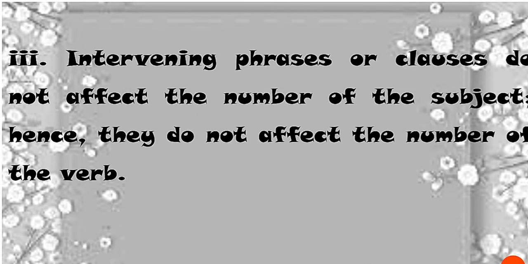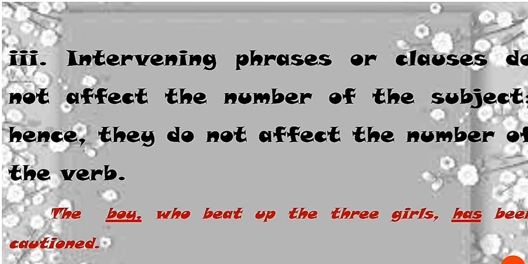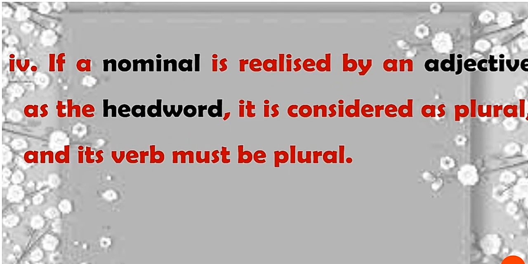Intervening phrases or clauses do not affect the number of the subject. Hence, they do not affect the number of the verb. Example, the boy who beat up the three girls has been cautioned. The intervening phrase here does not affect the subject, but in the context, that expression is a clause.